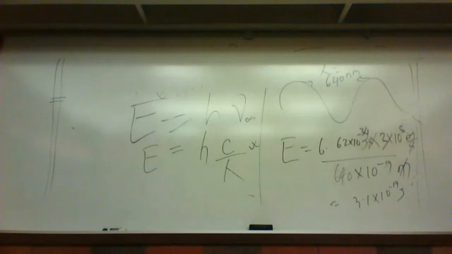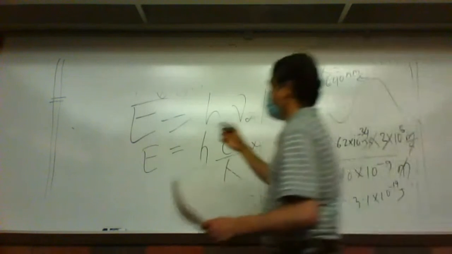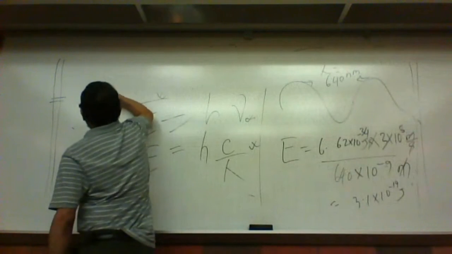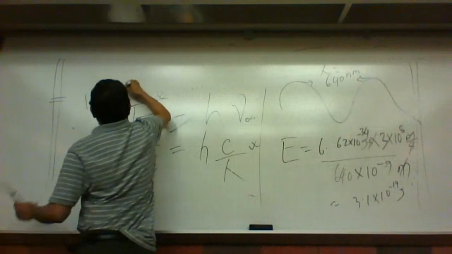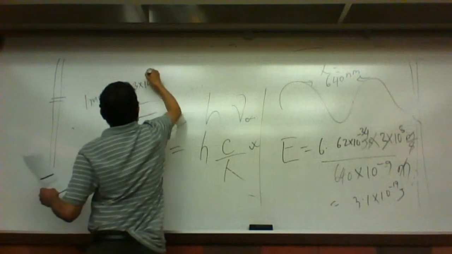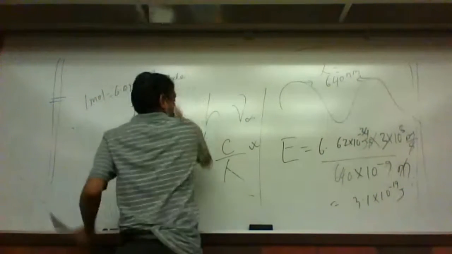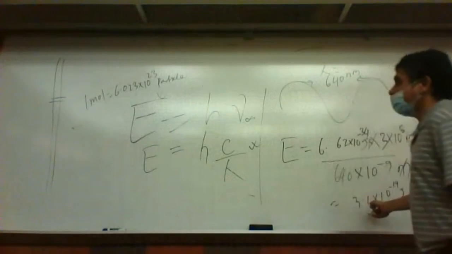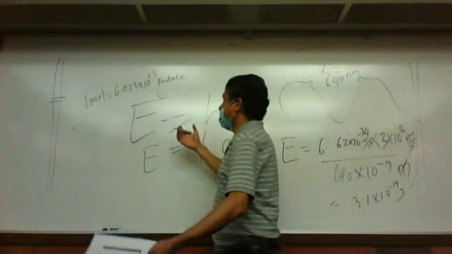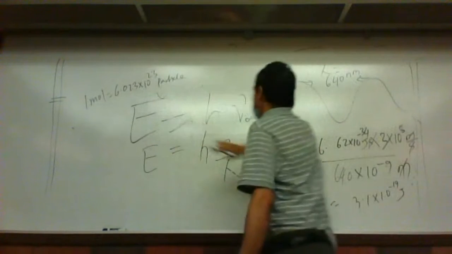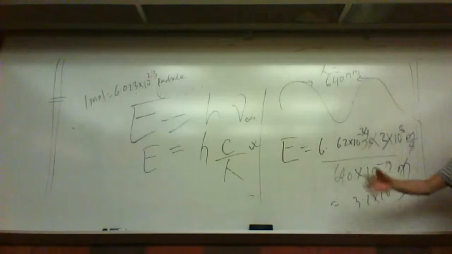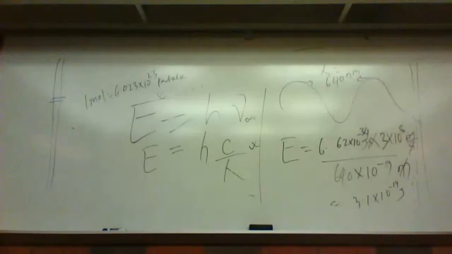So it is asking you the energy of 1 mole of photons. Now, how much is 1 mole? 1 mole is equal to 6.023 times 10 to the power 23 particles. So this is the energy of one particle. So how much energy is there in that many particles? Multiply that with this one, and that gives you the energy of the many particles. Make sense?